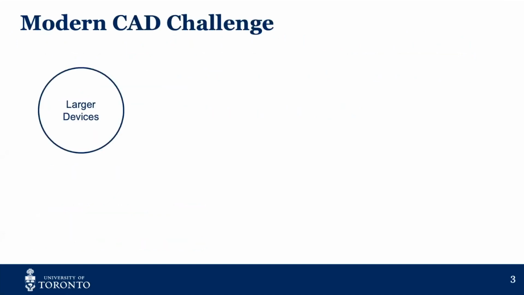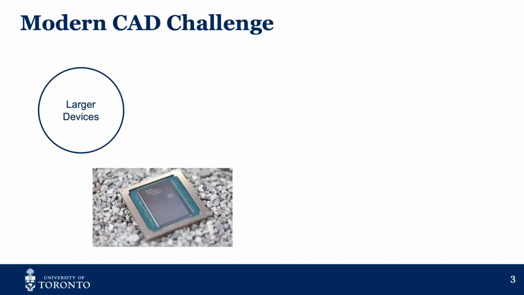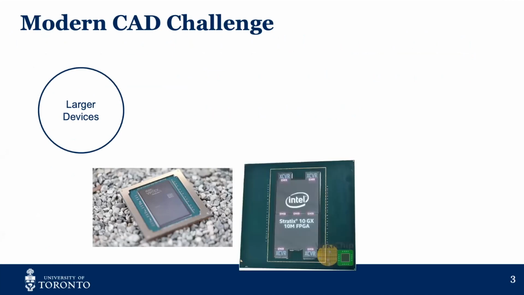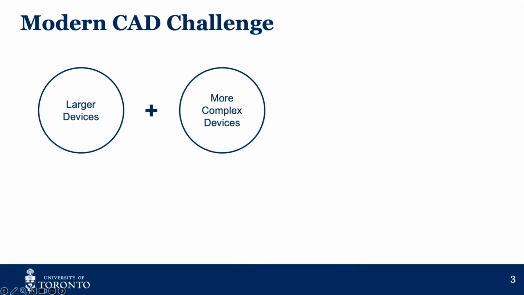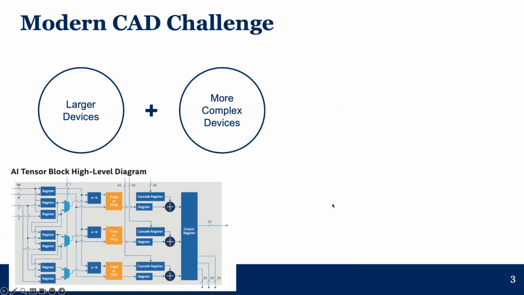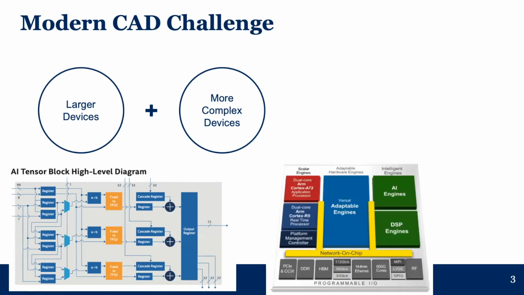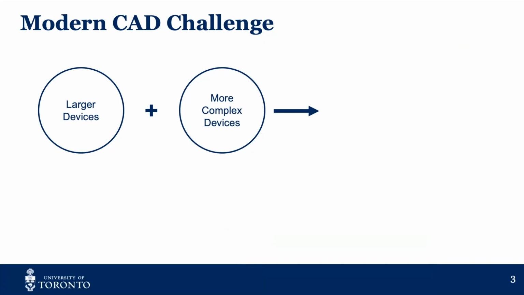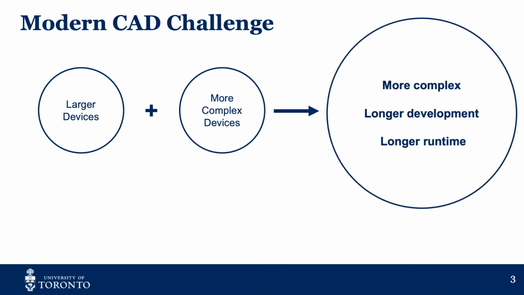FPGA device sizes are increasing. For example, Xilinx has an UltraScale device with 9 million logic cells, and Intel has a Stratix 10 GX device with more than 10 million logic cells. Concurrently, the FPGA fabric is becoming more complex by integrating more heterogeneous blocks, for example, the tensor blocks in Stratix 10 NX, or the hard NoC and adaptable engines in the Xilinx Versal device. Both of these factors pose great challenges on the FPGA CAD flow, causing longer runtime and also longer development time to develop modern CAD tools that can keep up with the architecture evolution.